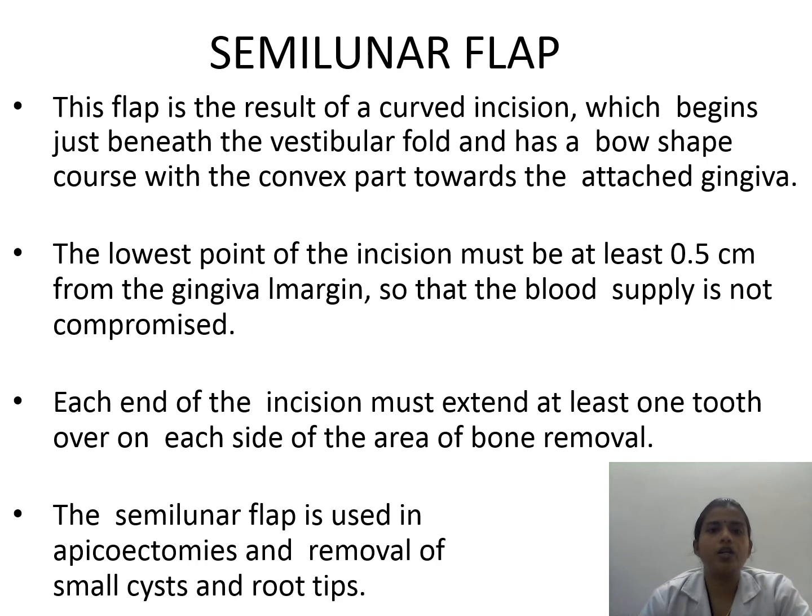Next, we are going to see the semilunar flap. This flap is a result of a curved incision which begins just beneath the vestibular fold and has a bow-shaped course with the convex part towards the attached gingiva. The lowest point of the incision must be at least 0.5 cm from the gingival margin so that the blood supply is not compromised. Each end of the incision must extend at least one tooth over on each side of the area of bone removal. The semilunar flap is used in episectomies and removal of small cysts and root tips.